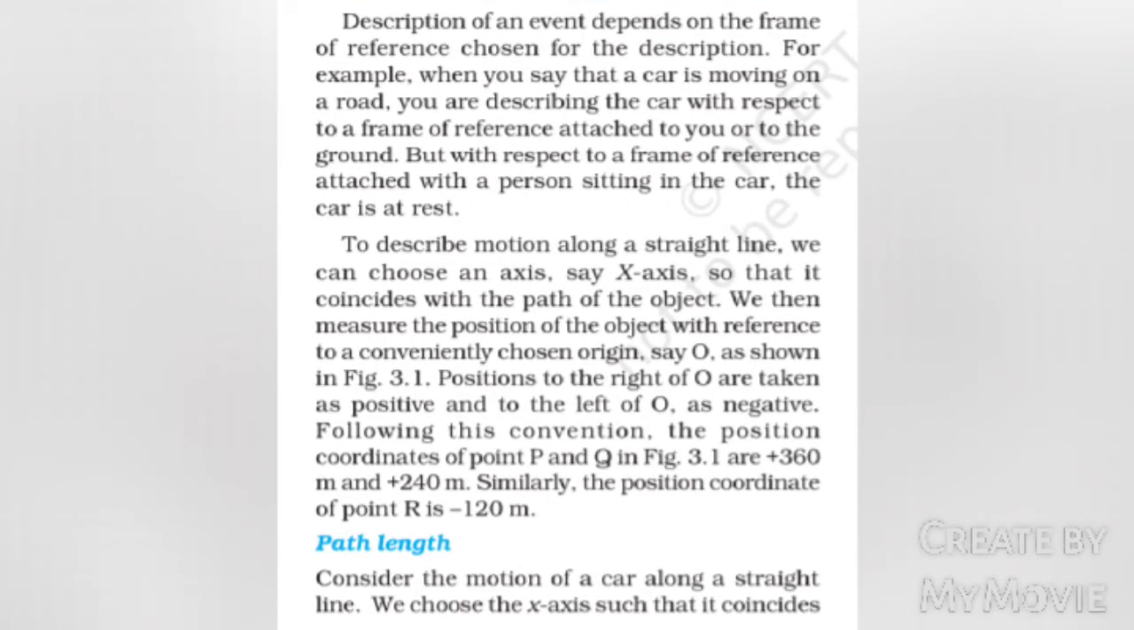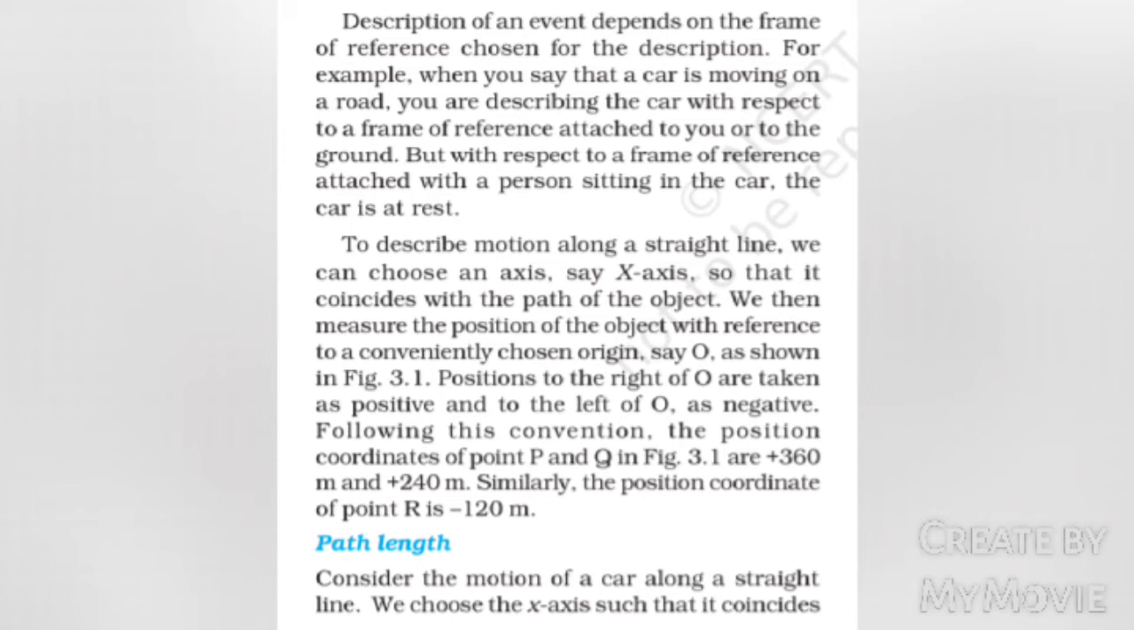Description of an event depends on the frame of reference chosen for the description. For example, when you say that a car is moving on a road, you are describing the car with respect to the frame of reference attached to you or to the ground. But with respect to the frame of reference attached with the person sitting in the car, it is at rest.